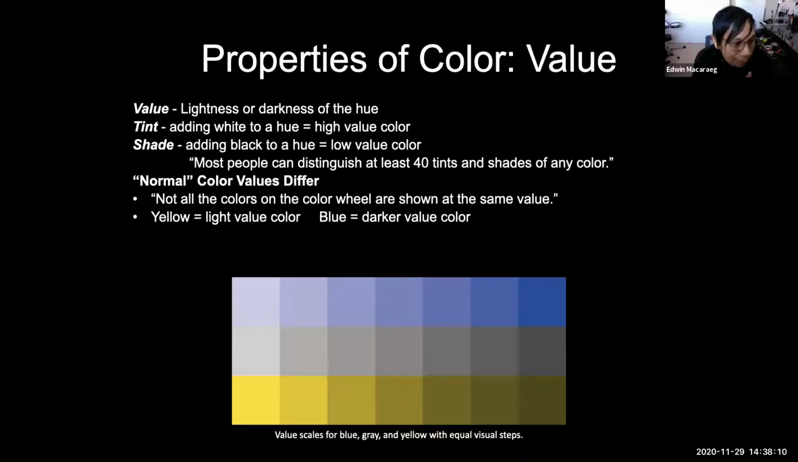And so most people can distinguish at least 40 tints and shades of any color. So there are so many different variations of a color, but for the most part, people are recognizing around 40, okay? And so normal color values differ. And what do we mean by that?